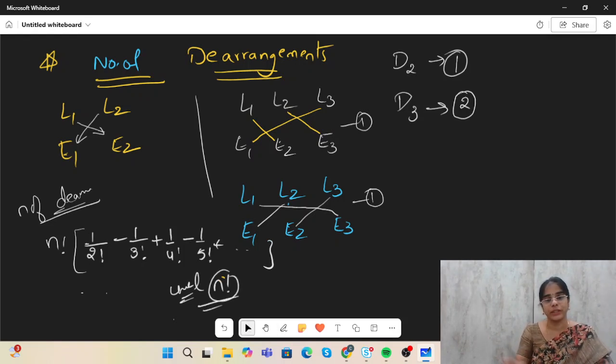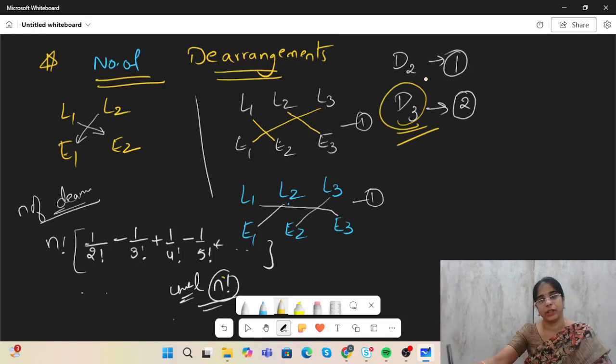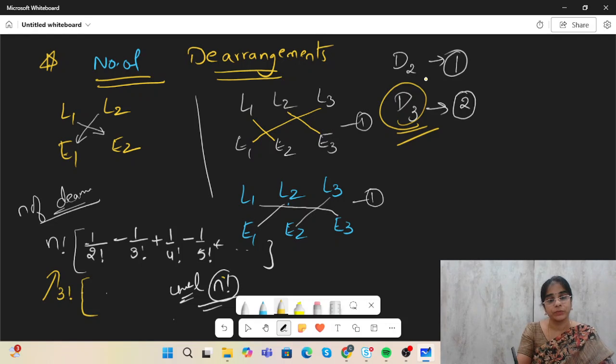Okay? Right? So let us check whether whatever we have written is right or wrong. I said 3 has got only 2 arrangements. So we are de-arranging 3 letters into 3 different envelopes, right? So obviously according to the formula, if I apply, it is 3 factorial into 1 by 2 factorial minus 1 by 3 factorial. That's it.